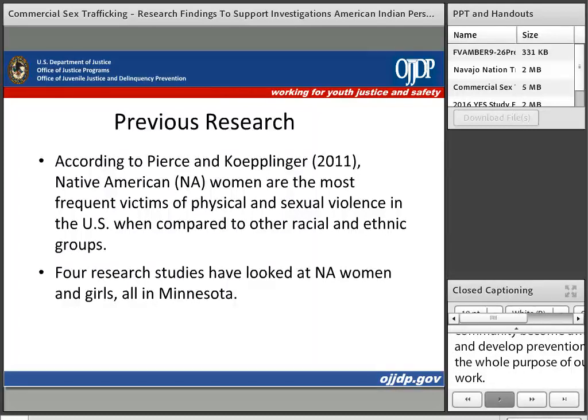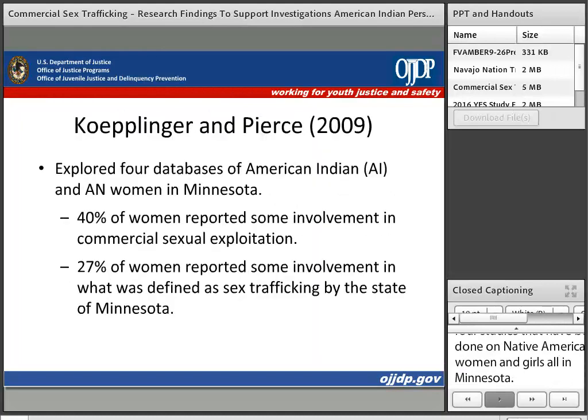So we're going to look at four studies that have been done on Native American women and girls, all in Minnesota. These are incredibly well-done studies for a group that is very difficult to find and difficult to study. And some of the emerging knowledge has been incredibly helpful for us to move forward to develop what we need to know to ask questions in our community.